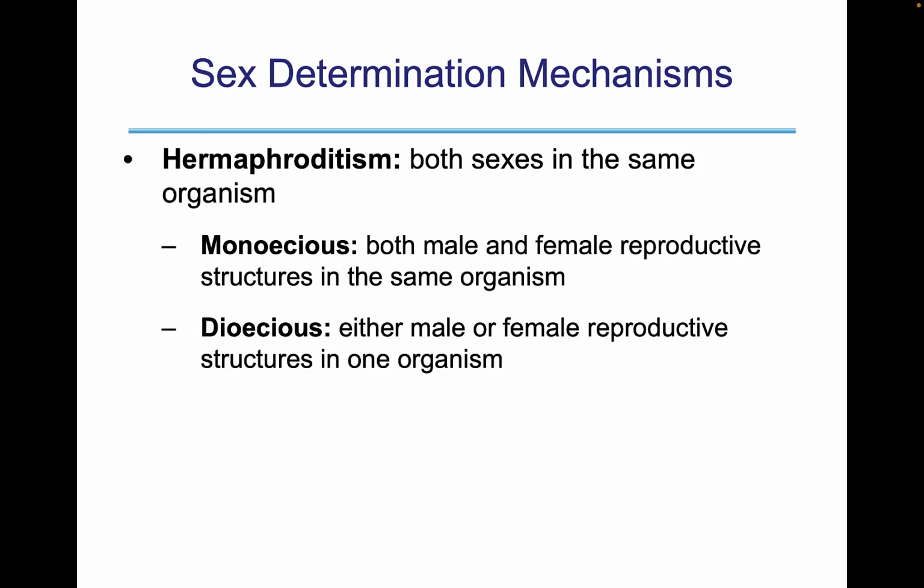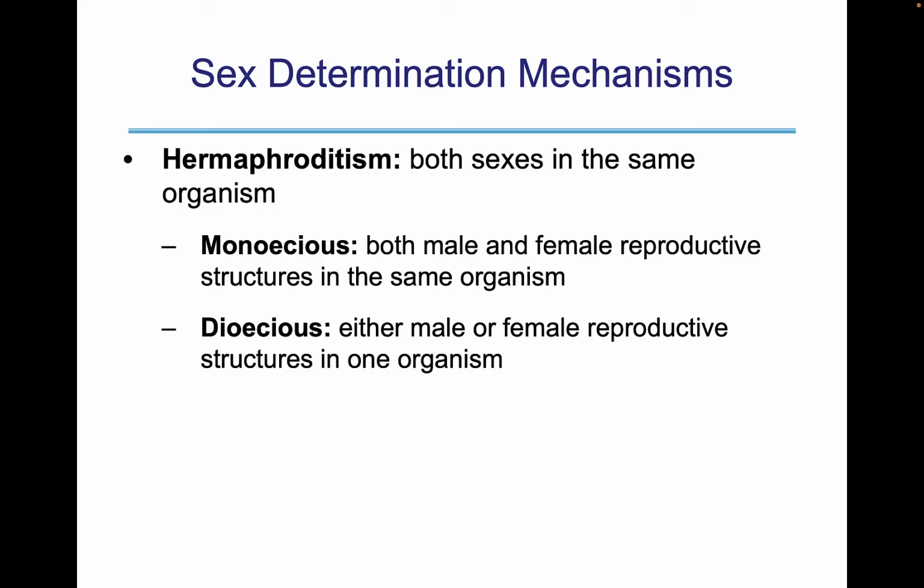So one of the abnormalities, you can kind of call it, is hermaphrodism. This is where both sexes are present in the same organism. So you'll have an organism that has both male and female reproductive structures, and they're said to be monoecious, meaning one house.